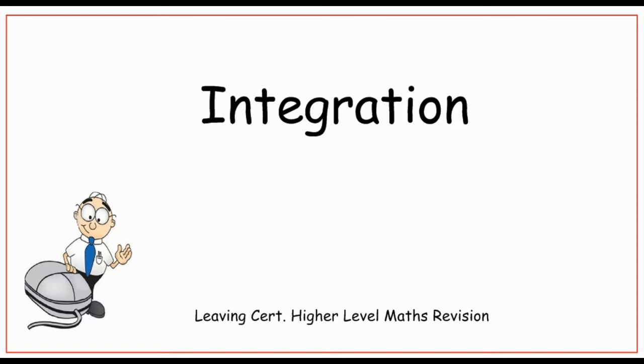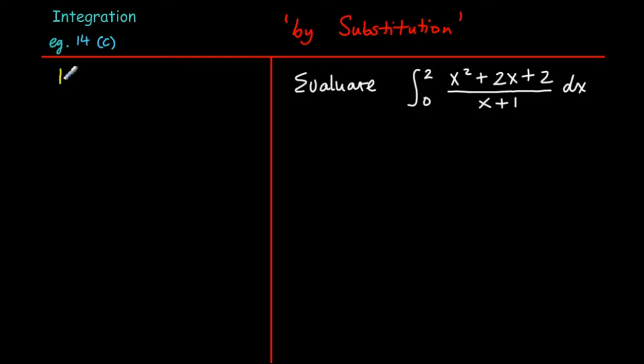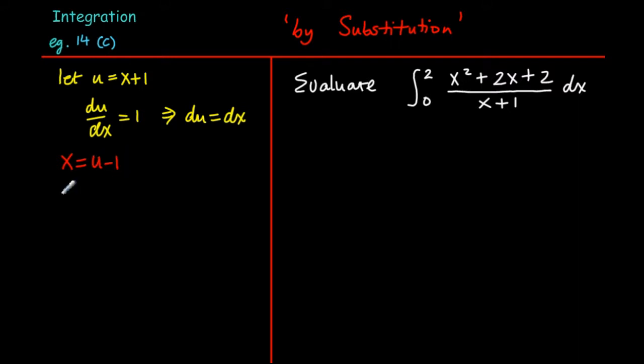Okay, we'll do one further example now. This time again we let u equal the denominator. A little bit more complex, this example. Du dx is straightforward. This is just equal to 1. So it follows du is equal to dx. But how can we rewrite x squared plus 2x plus 2 in terms of u? Well, if u is x plus 1, then x is u minus 1. So into the x squared plus 2x plus 2, let's sub in u minus 1, since this is our substituted value.